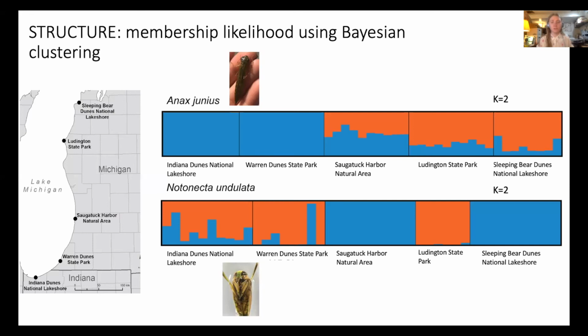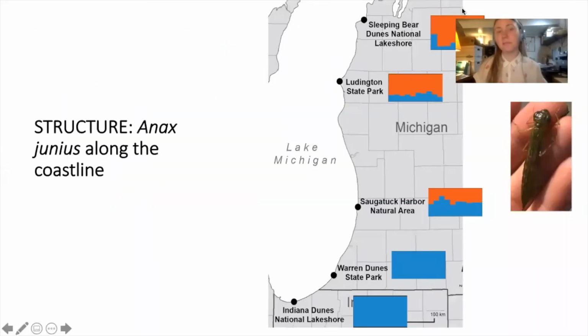This is a little bit more difficult to resolve, especially provided that Notonecta did not display a significant pattern of isolation by distance based on the Mantel test. But generally for both species, we see 2 genetic clusters along the coastline. Specifically for our Anax junius results, our high disperser results for structure along the coastline, it's interesting to visualize that we have a southern genetic cluster, a northern genetic cluster, and then a zone of admixture in the middle of those 2 genetic clusters.